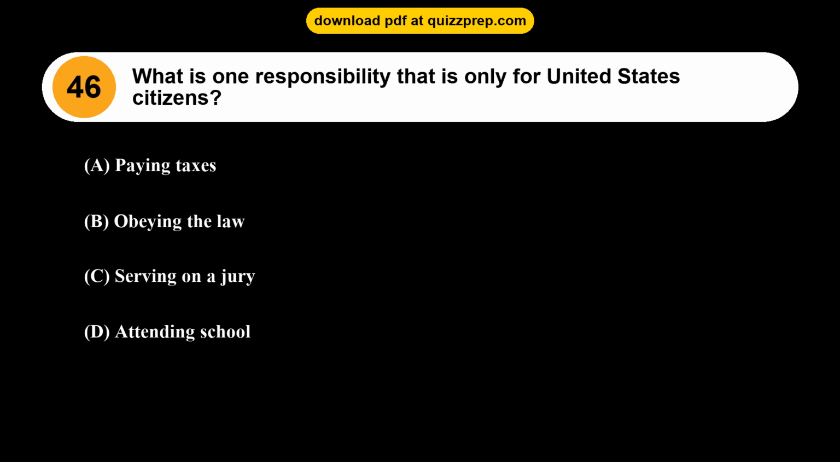Question 46. What is one responsibility that is only for United States citizens? Option A. Paying taxes. Option B. Obeying the law. Option C. Serving on a jury. Option D. Attending school. The correct answer is option C, serving on a jury.